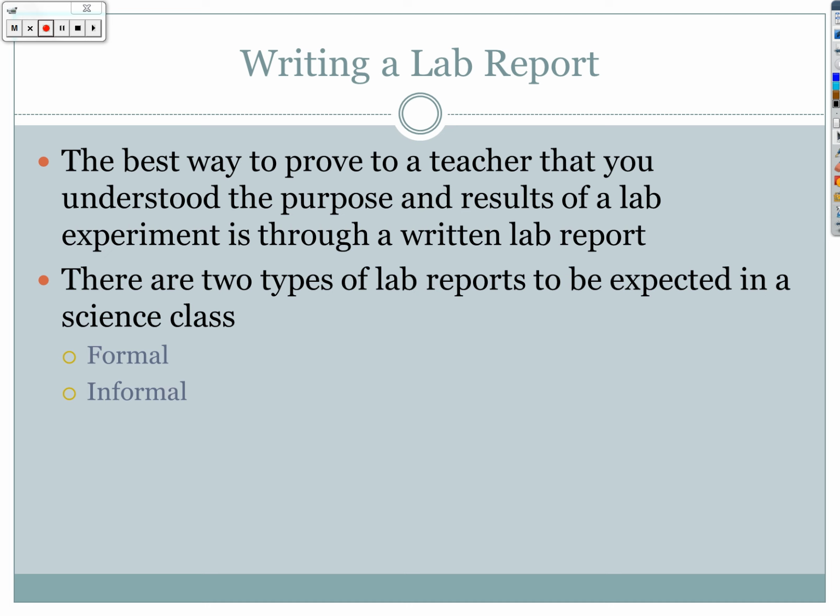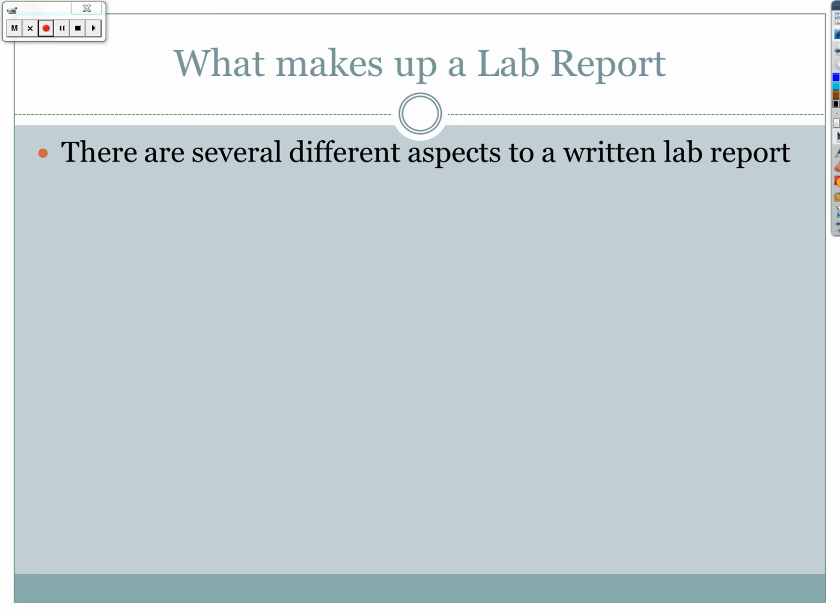There are two types of lab reports to be expected in a science classroom: a formal lab report and an informal lab report. There are several aspects to a written lab report. We're going to talk about all the different aspects, and then later I'll show you a table that tells you which aspects belong in a formal lab report and which ones belong in an informal lab report.